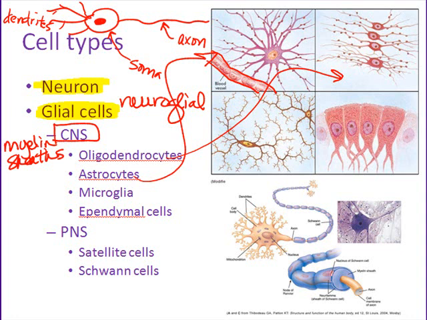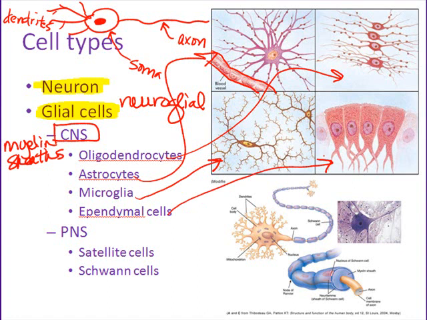The microglia are basically like the macrophages of the central nervous system. So they function as cleanup for cellular debris or for bacterial infection, etc. And the ependymal cells are what line things like the choroid plexus and the ventricles, and they are responsible for the manufacture of cerebrospinal fluid.